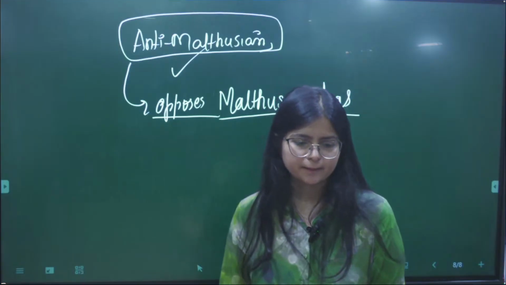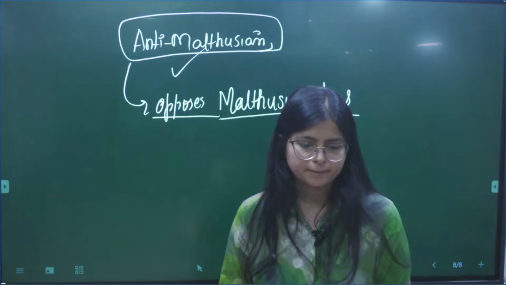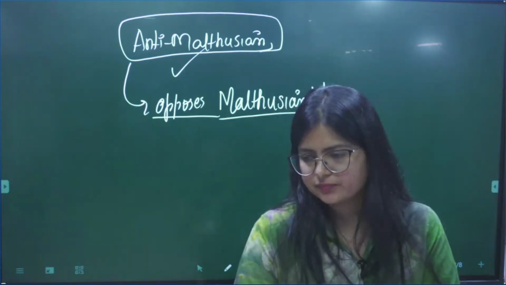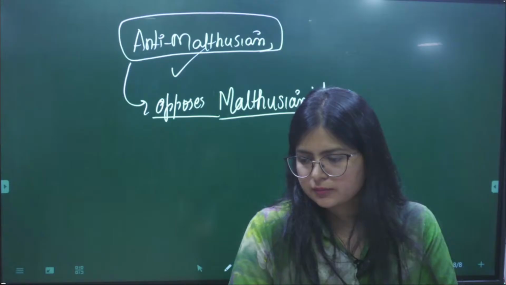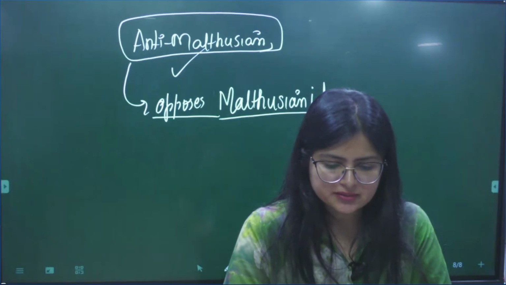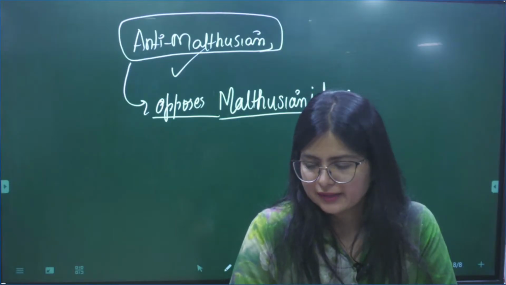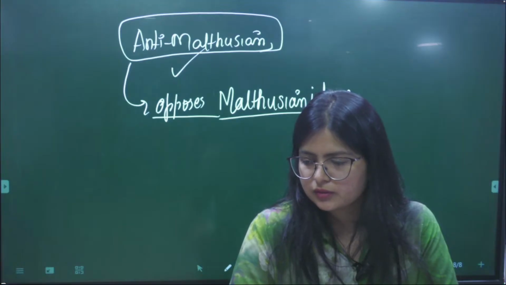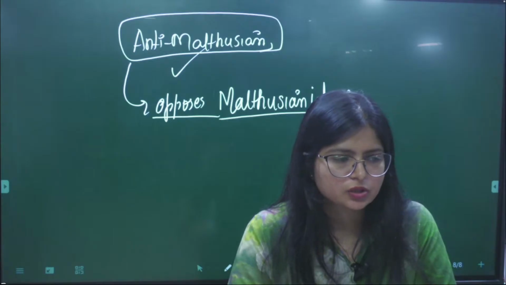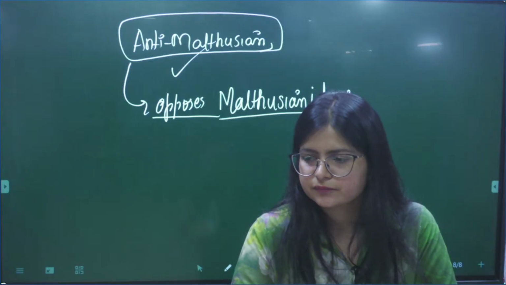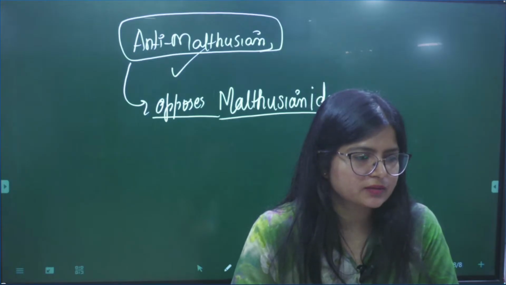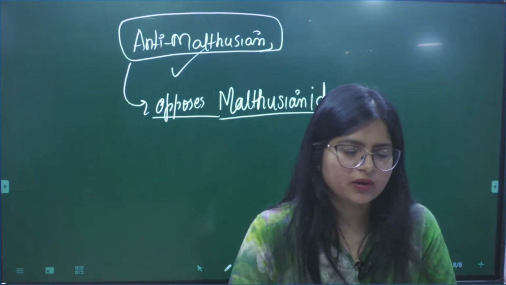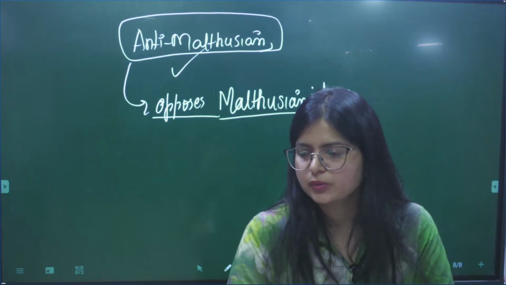Anti-Malthusianism became dominant in France, while it was not so prominent in UK and Germany.